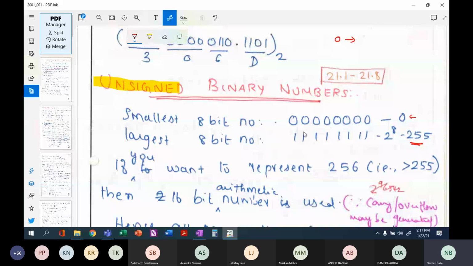So this is an unsigned binary number, which means we are not putting either a plus sign or a minus sign. Normally, all positive numbers are represented as unsigned numbers.